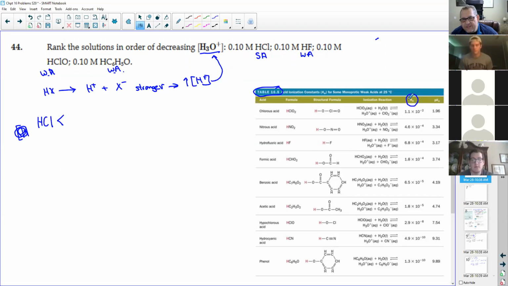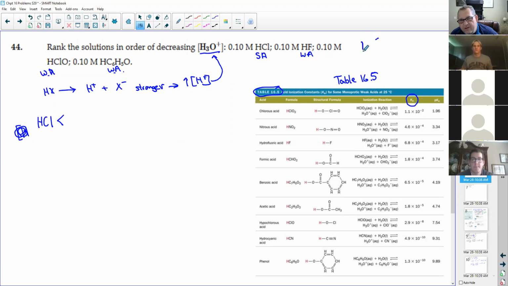I hope you can see that in your video. If not, go to table 16.5 and look at the reference on this. So this is table 16.5. All right, so the Ka is a measure of that equilibrium constant that we wrote on the previous page.